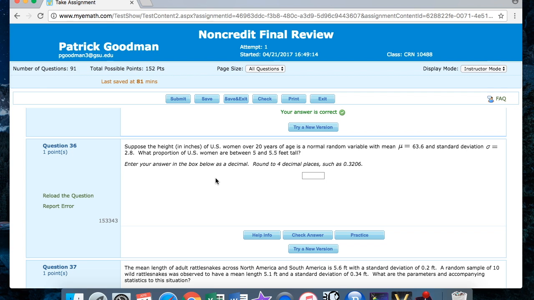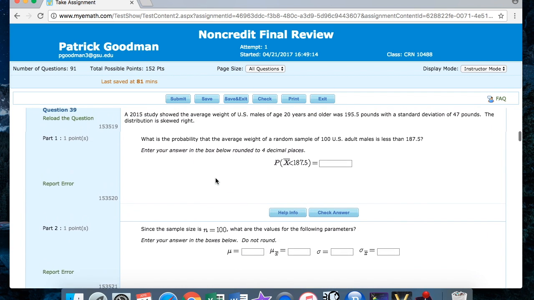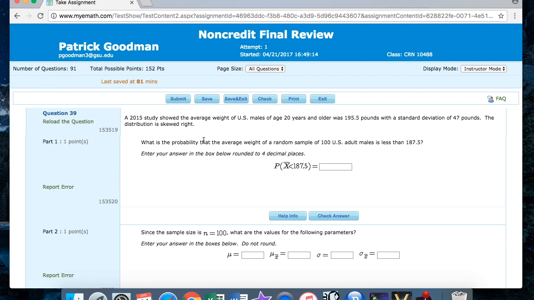We don't even need to do that for this problem. Okay, let's go to now our parameters. So 39. So here we go. U.S. males 20 years with a mean of 195.5 pounds, with standard deviation of 47 pounds, and distribution is skewed to the right. What is the probability the average weight of a random sample of 100 U.S. adults is less than 187.5?